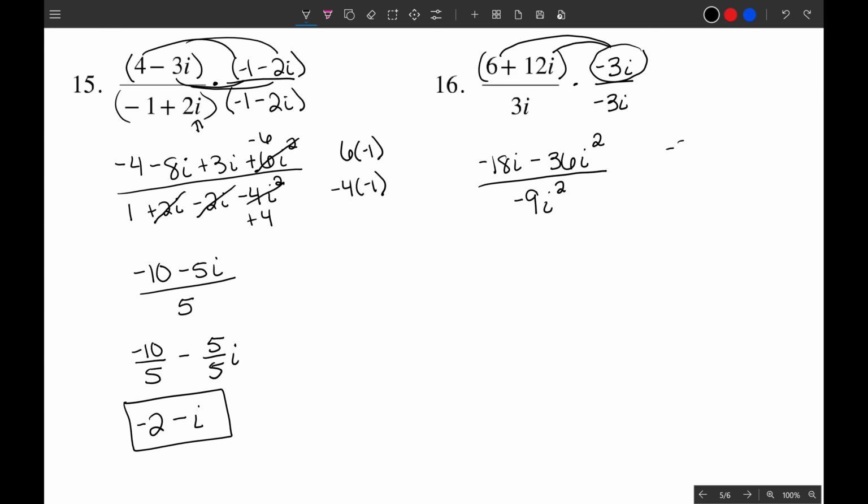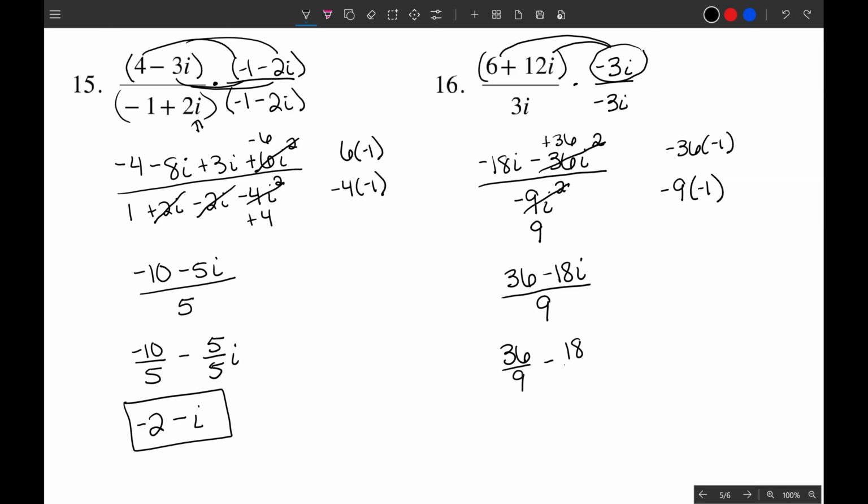So if I did negative 36 times negative 1, that would make this positive 36. If I did negative 9 times negative 1, that would make this a positive 9. So on the top, I'm going to put my 36 in the front and my negative 18i at the back. And on the bottom, I just have 9. And then we've got 36 divided by 9 minus 18 divided by 9 times i.